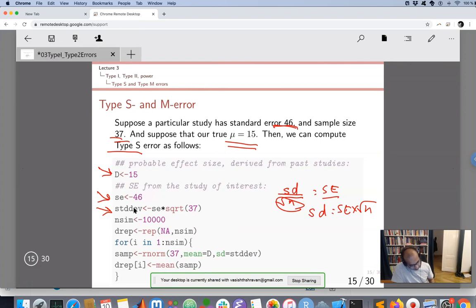All right, so here we go. I'm going to do 10,000 simulations, and I'm going to save this difference in the means. So this is the sample mean value that I will get from repeated sampling, by sampling from a normal distribution with sample size 37 and true mu equal to 15, and the standard deviation being whatever I had computed here. I'm generating some sample data repeatedly 10,000 times, and then I'm saving the mean each time in the drep vector. The drep vector now contains all the means under repeated sampling, and for type S error, I want to know what proportion of those have the wrong sign given that I got a significant effect. So I need to figure out which of those cases are significant effects, and then what proportion of those significant effects have the wrong sign.